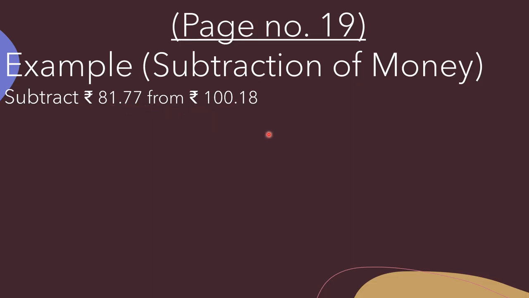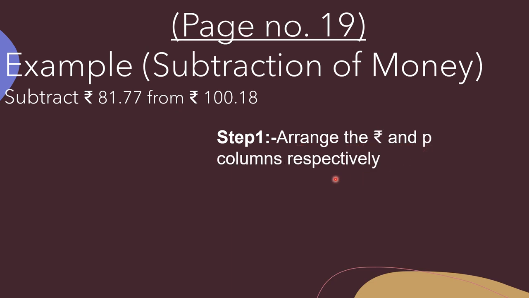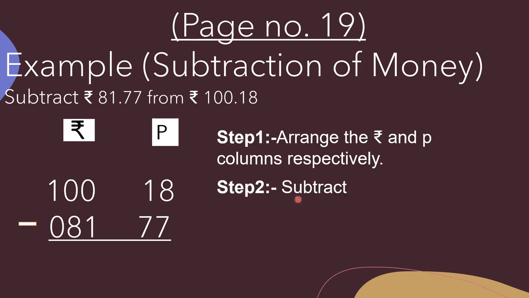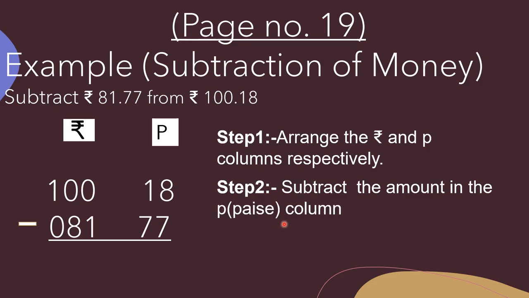Step 1 is to arrange the rupees and paise columns respectively. So first of all we will write rupees and paise. Now 100.18 we will write and after that 81.77 we will write. Now we will put the subtraction sign. Now step number 2, that is, subtract the amount in the paise column first. So first of all we will solve with this paise column.